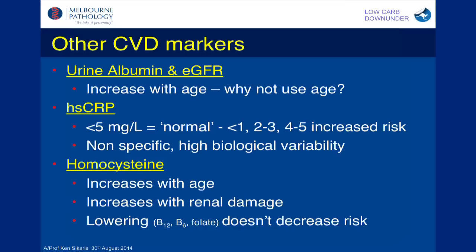And then homocysteine, something that has also been a marker. Yes, it's a marker, but it's non-modifiable. People have tried to reduce homocysteine with vitamins, and it doesn't change mortality. So I'm not really sure how useful that is.